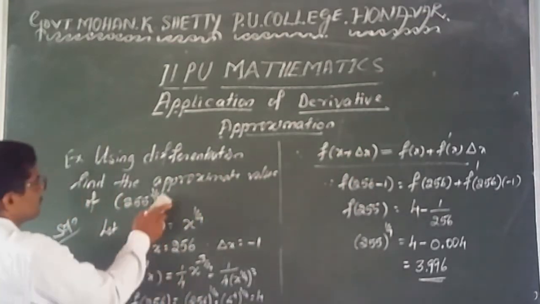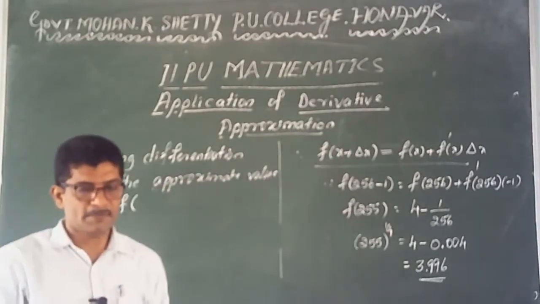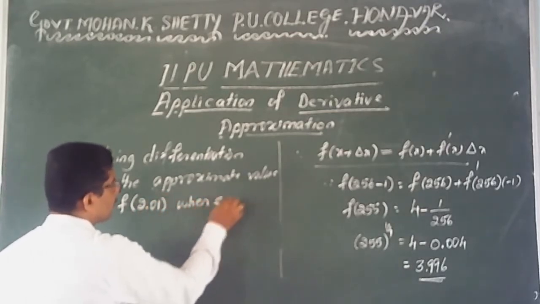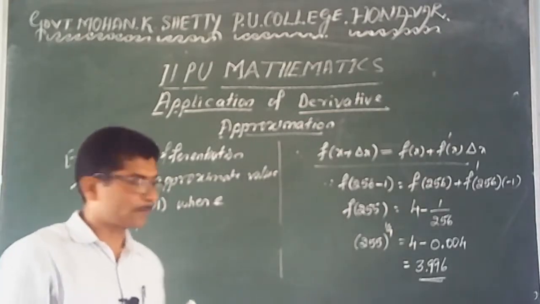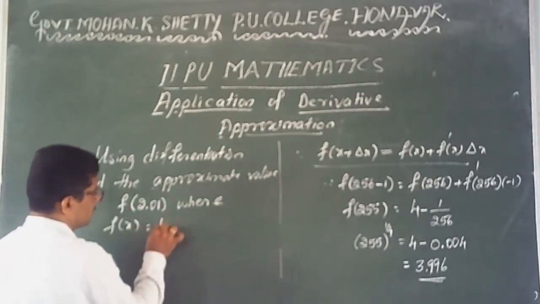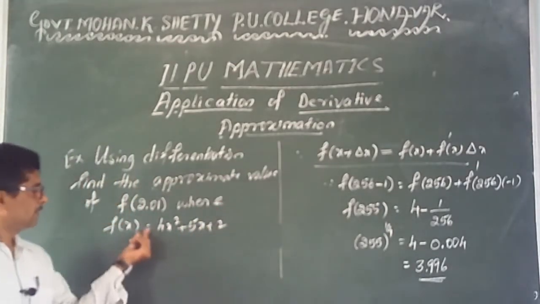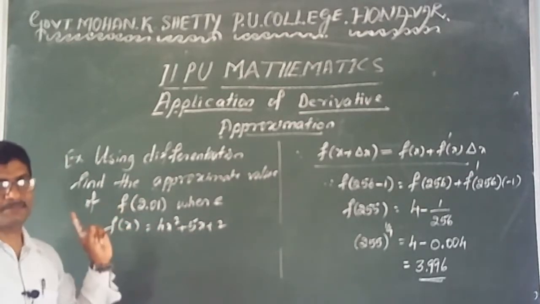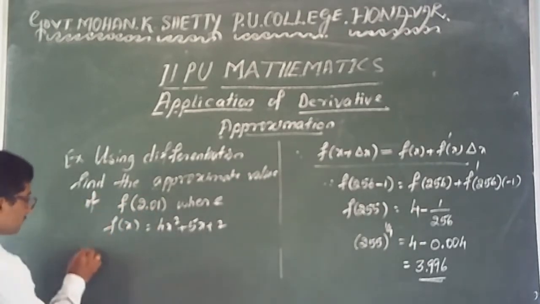A similar type of problem: find the approximate value of f of 2.01 using differentiation, where the function is given. The given function is 4x square plus 5x plus 2. Suppose the function is defined as f of x equals 4x square plus 5x plus 2. Then find the approximate value of f of 2.01. It is a very simple 2 mark question.